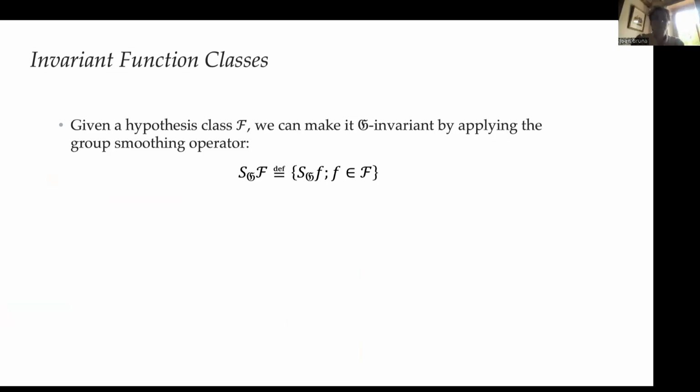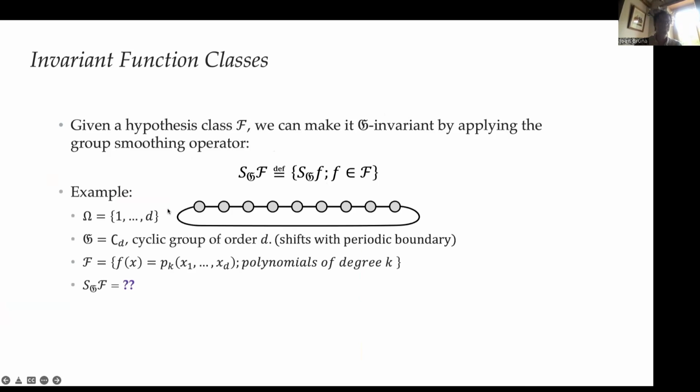Okay, so now, if I know that my target function doesn't change by averaging, here's a natural idea, right? Given any hypothesis class, this could be, let's say, the family of fully connected neural networks, we can make it invariant by applying the smoothing operator, right? So for any function in my family, instead of using it directly, I'm going to use the smooth version of this function. Why? Because the target doesn't change. So I'm going to consider it in my hypothesis class.